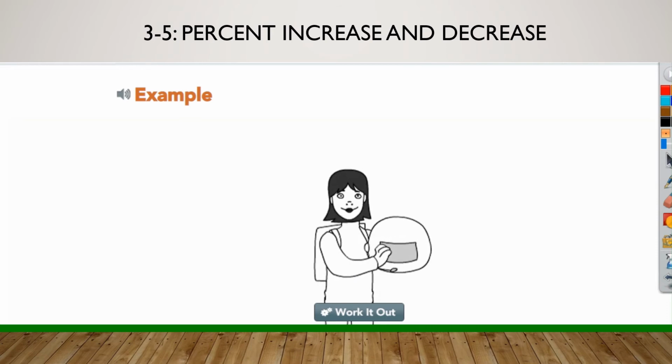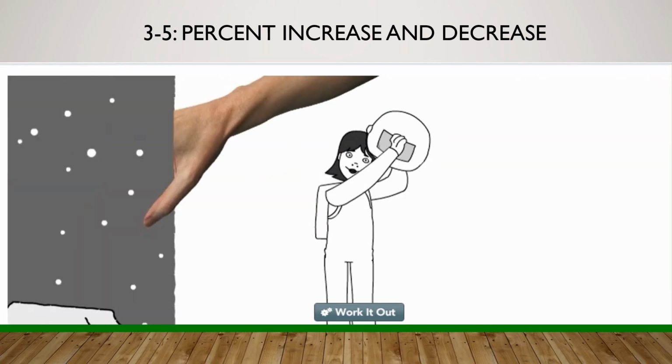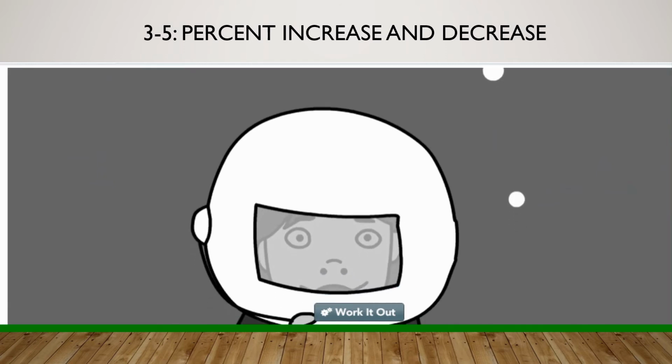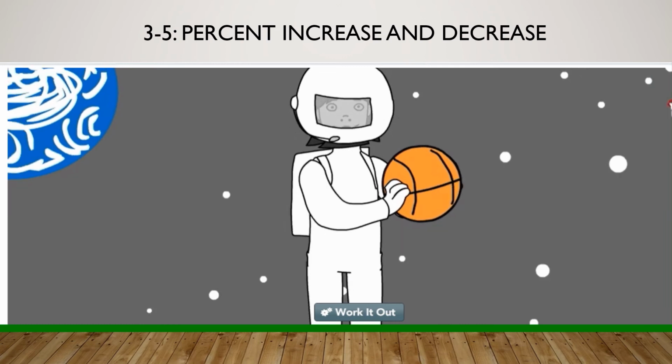On Earth, I weigh 154 pounds. On the moon, just 25.5 pounds. Fortunately, everything else weighs much less up here as well. Check it out. I could never do this on Earth.